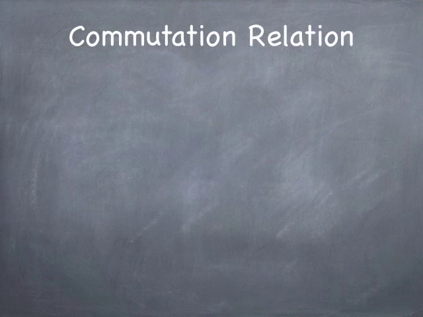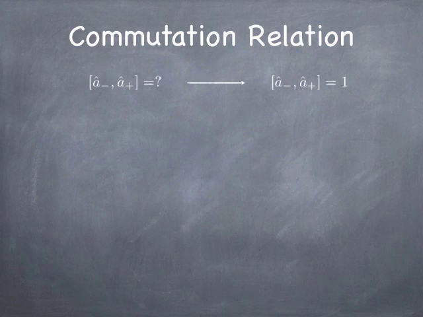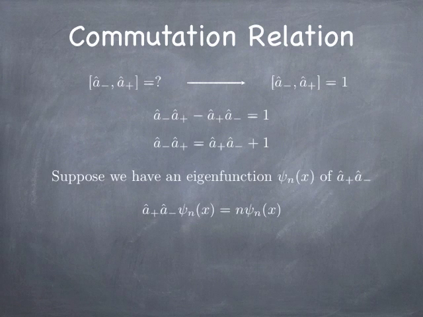Now last time, as board work, we worked out the commutation relation of a minus and a plus, and what do we find? We found that the commutator of a minus and a plus was equal to 1. In other words, a minus a plus is the same thing as a plus a minus plus 1. So what I'd like you to imagine is, suppose we have an eigenfunction psi n of a plus and a minus. What I want to point out is that that wave function is actually an eigenfunction of a plus a minus with eigenvalue of n.